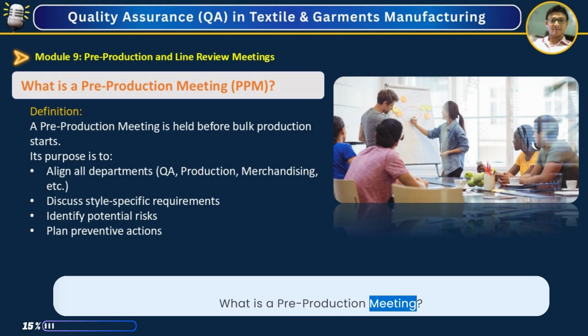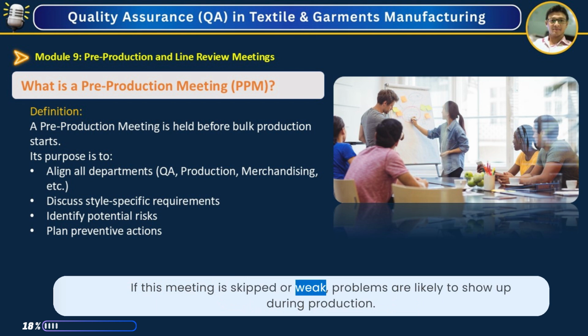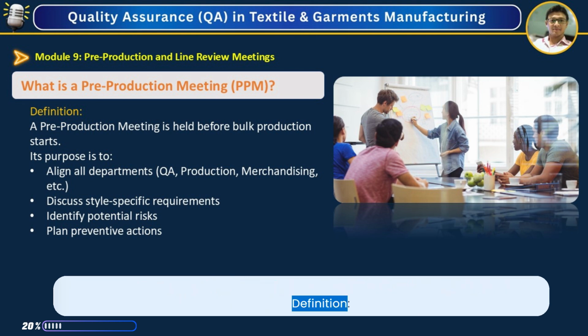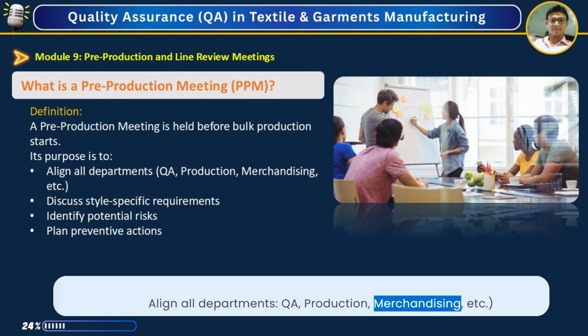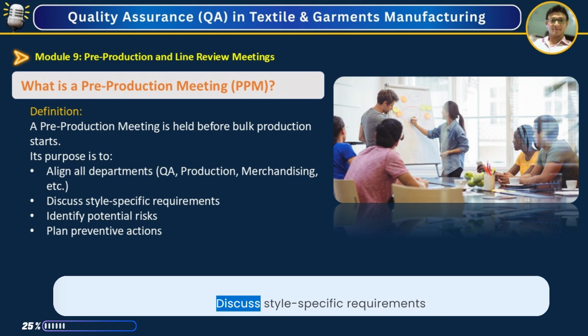What is a pre-production meeting? Think of it as the kickoff for bulk. If this meeting is skipped or weak, problems are likely to show up during production. Definition: a pre-production meeting is held before bulk production starts. Its purpose is to align all departments, QA, production, merchandising, etc. Discuss style-specific requirements. Identify potential risks. Plan preventive actions.